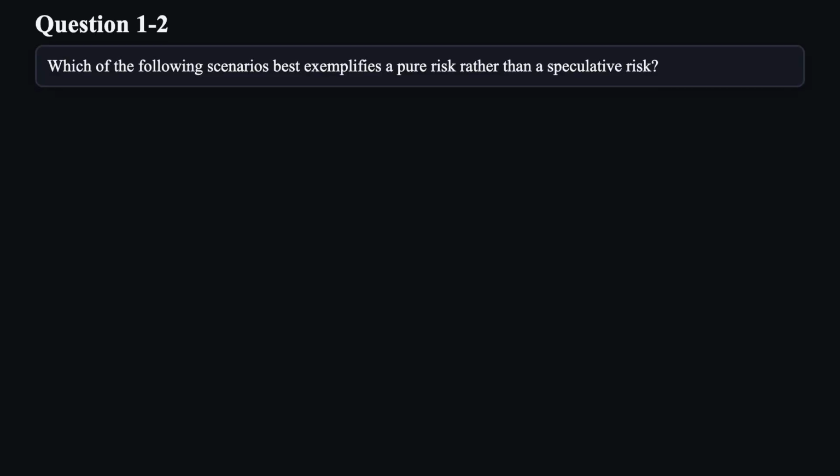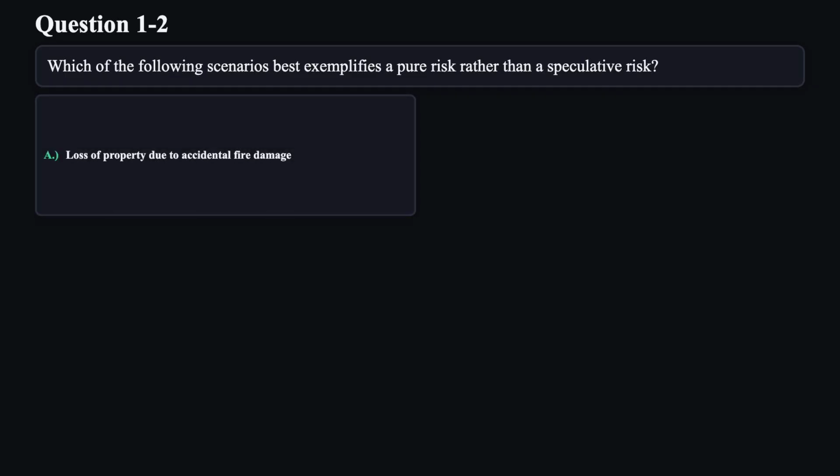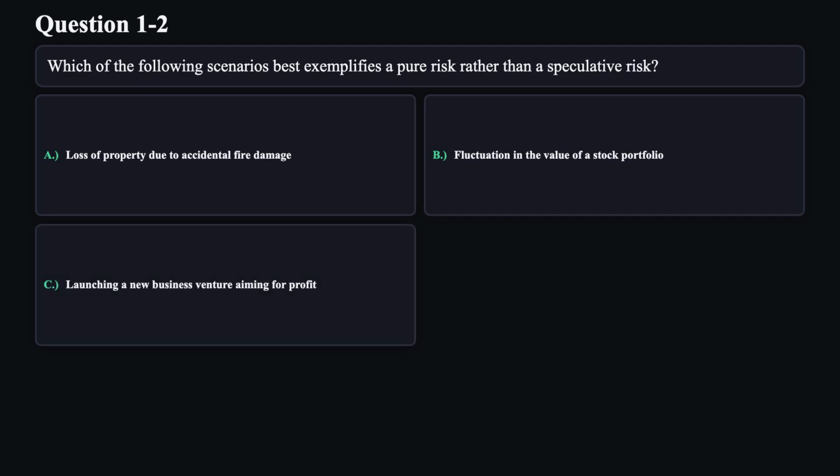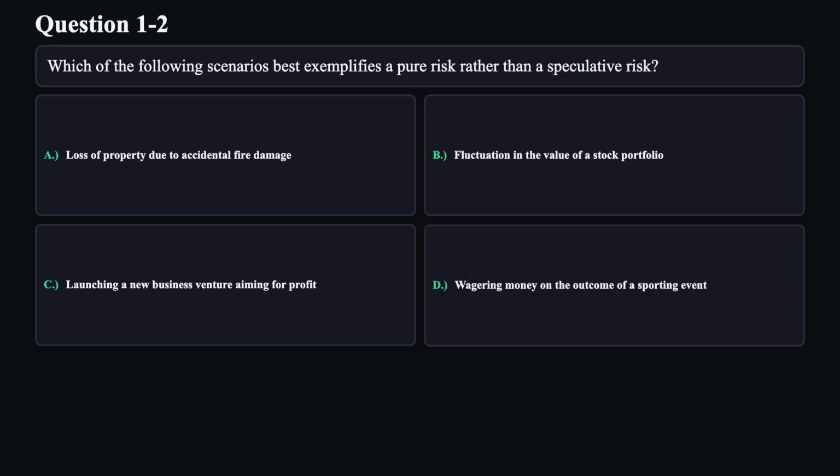Question 2. Which of the following scenarios best exemplifies a pure risk rather than a speculative risk? A. Loss of property due to accidental fire damage. B. Fluctuation in the value of a stock portfolio. C. Launching a new business venture, aiming for profit. D. Wagering money on the outcome of a sporting event.